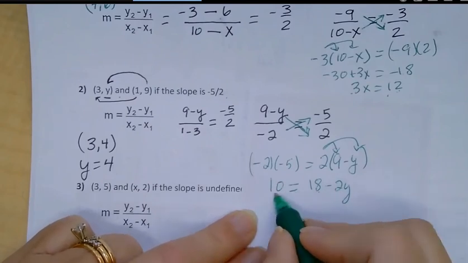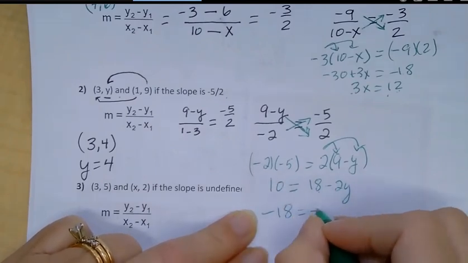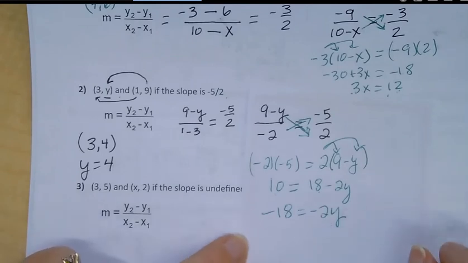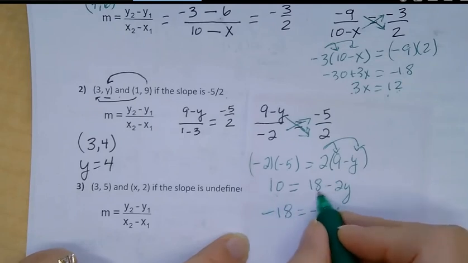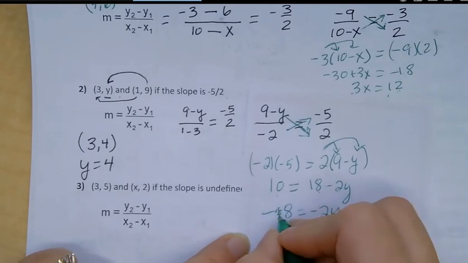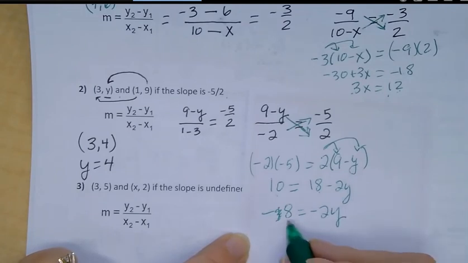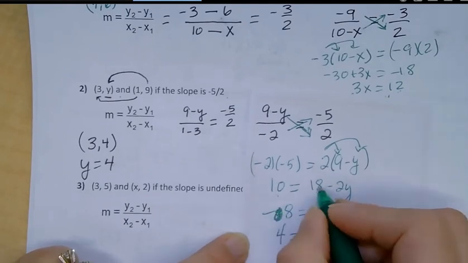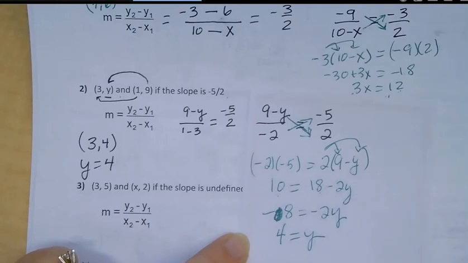And so I'll subtract 18 from each side. I get negative 18 equals negative 2y. And now I'll divide each side by negative 2, but this time I get 9. Something has gone wrong. I see what's gone wrong. Forgive me. Negative 18 plus 10 is negative 8. That'll work much better. Negative 8 divided by negative 2 is positive 4. 4 equals y, and that's the number that we were expecting. Sorry about that. Negative 18 plus 10 is negative 8, not negative 18.